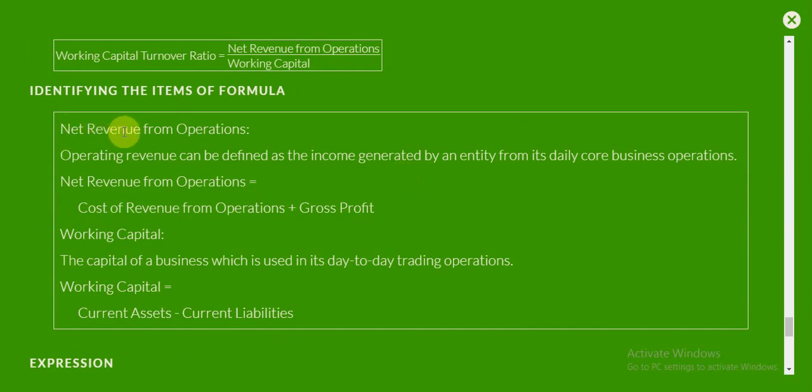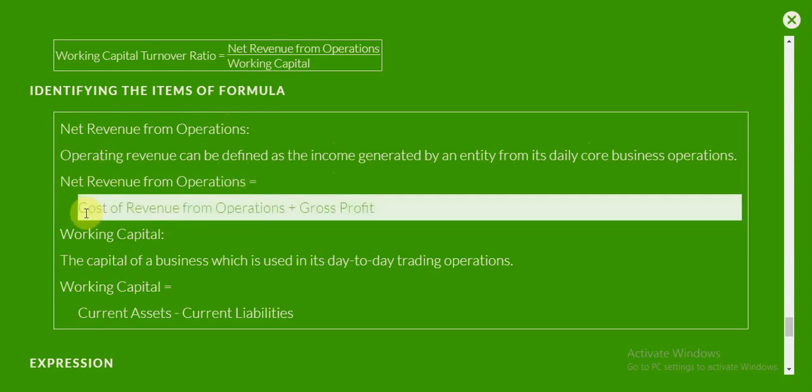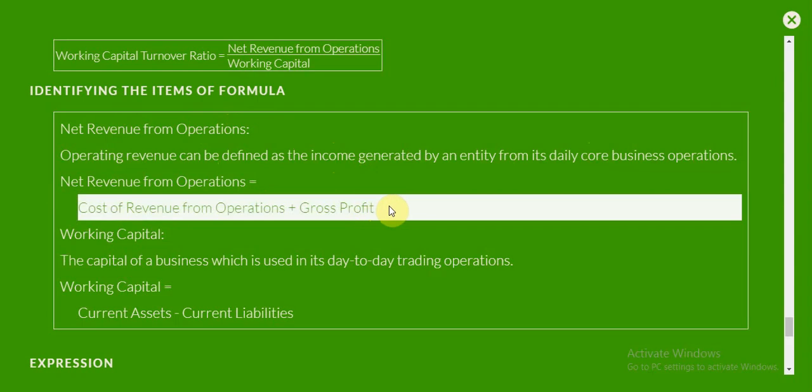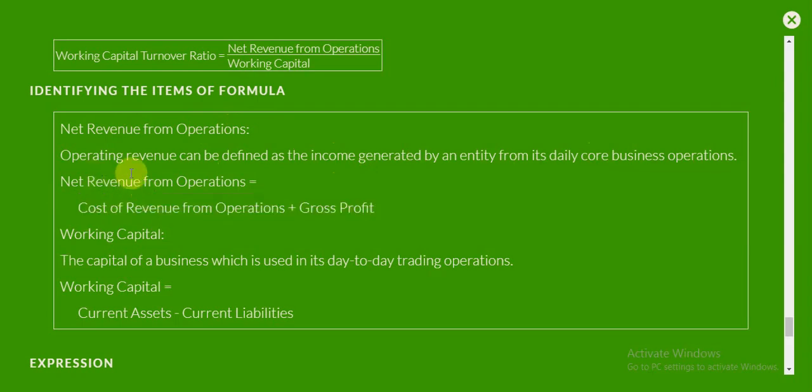We know what the net revenue from operations is. It is similar to net sales. Operating revenue can be defined as the income that is generated by an entity from its daily core business operations. And how do we calculate net revenue from operations? Cost of revenue from operations plus GP, that is gross profit, will give us this net revenue.